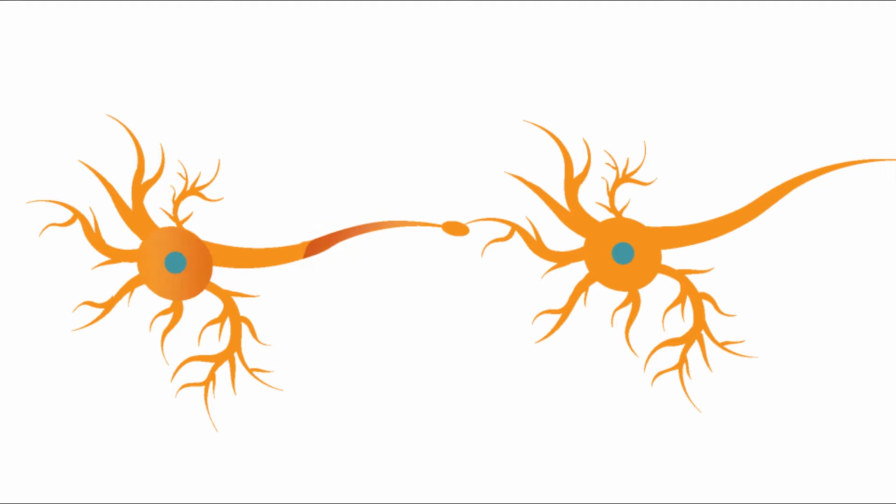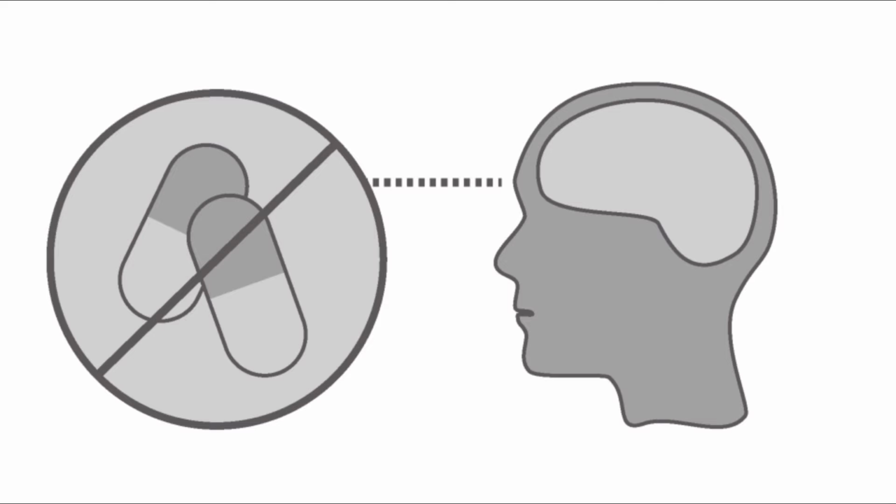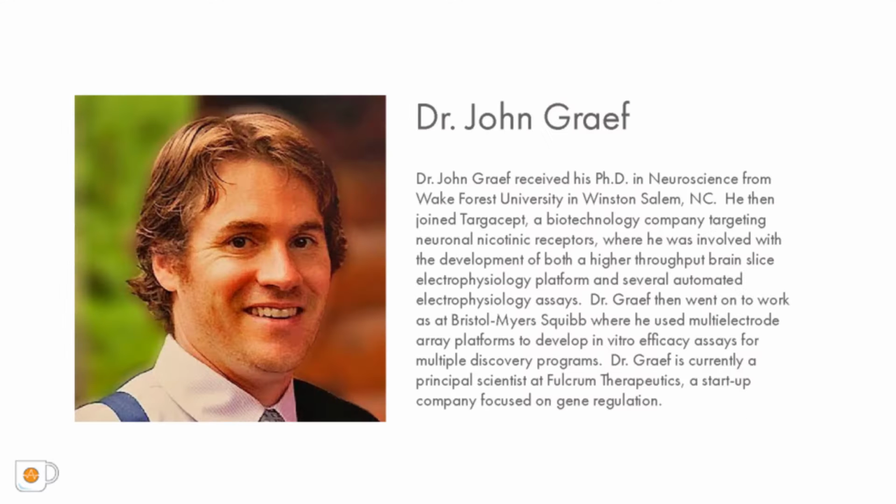FMRP is an RNA-binding protein which is essential for the maintenance of normal synaptic function. Currently, there is no cure or treatment for Fragile X syndrome, due in part to the enormous complexity of the Fragile X syndrome neuronal circuitry. In this webinar, Dr. John Graef, principal scientist at Fulcrum Therapeutics, demonstrates how using patient-derived cells and CRISPR gene editing can create and reverse the Fragile X syndrome phenotype observed in a dish.